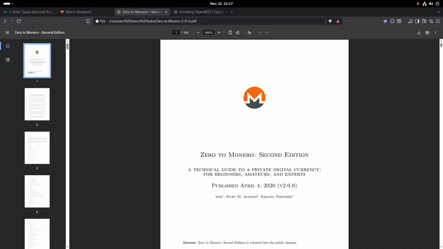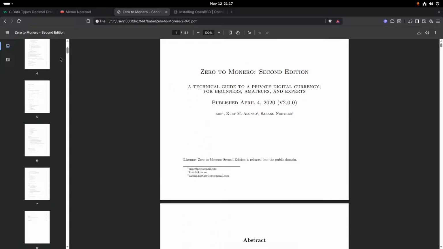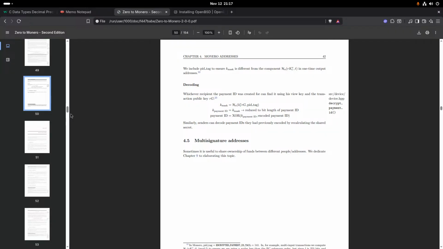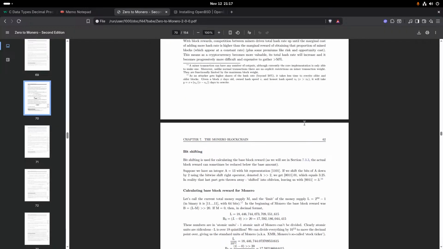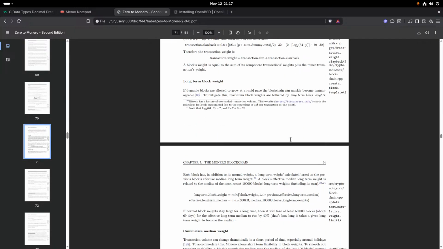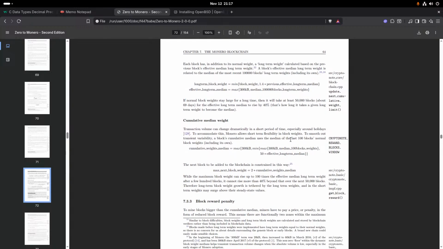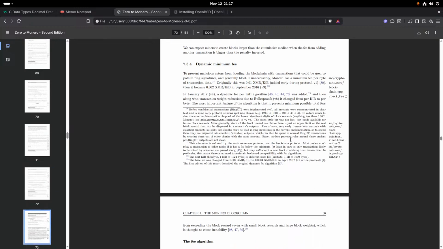Interesting. Okay, so we're back. Zero to Monero. Size versus weight, long-term block weight, the Monero blockchain, median weight, block reward penalty, dynamic fees.